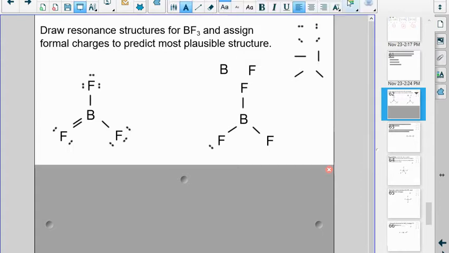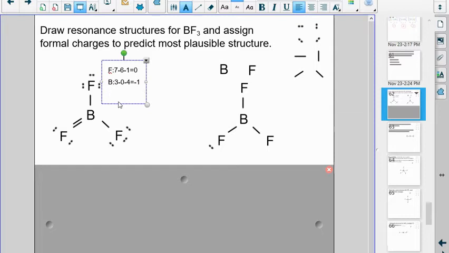Let's do that quickly. So we have 2 fluorines that are the same. One on the top and the one on the lower right, because there's 7 valence electrons, there's 6 lone electrons, minus 1 bond. They're both 0. The boron in the middle, all right, 3 valence electrons, minus 0 lone, minus 4 bonds, minus 1.